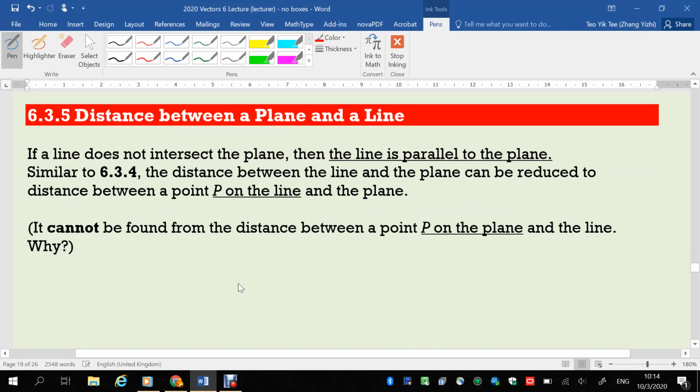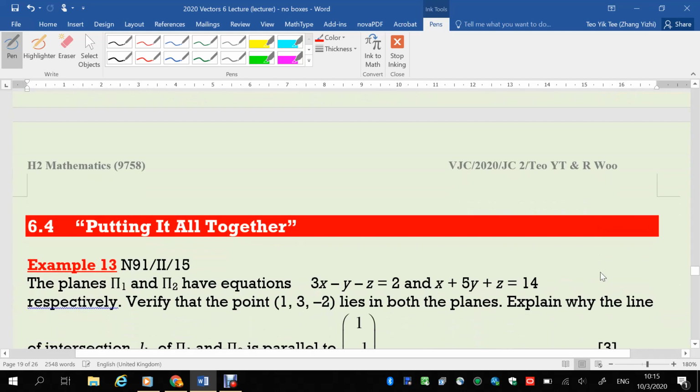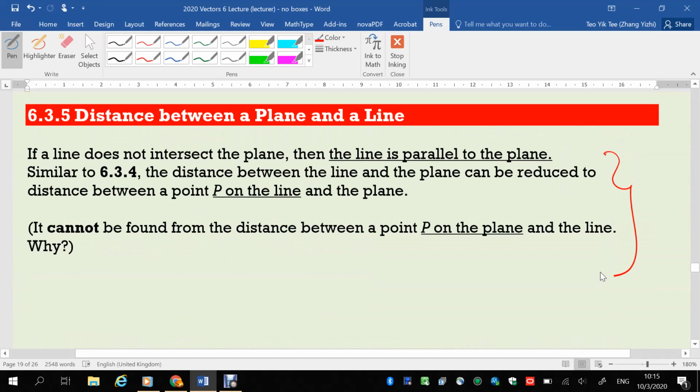The last bit that we have will be the distance between a plane and a line. Okay, so some important concept. If a line does not intersect the plane, the line is 100% parallel to the plane. Okay, so how then can you find something like this?